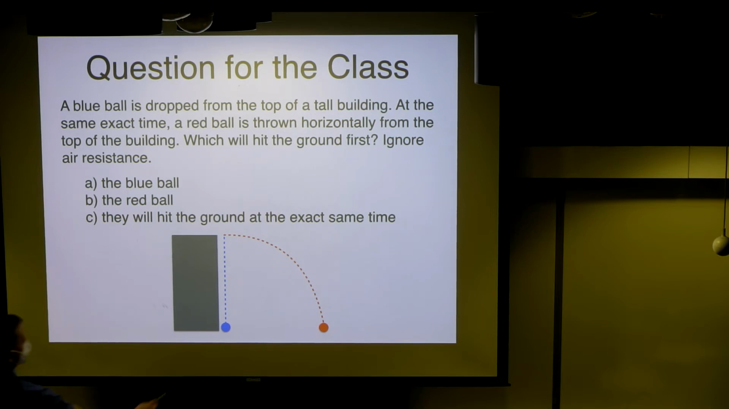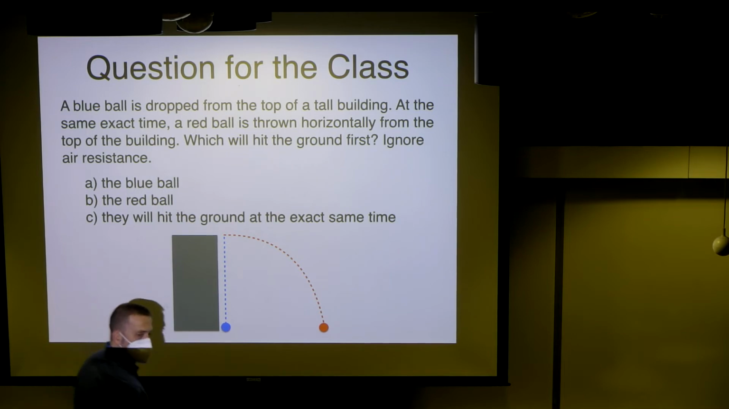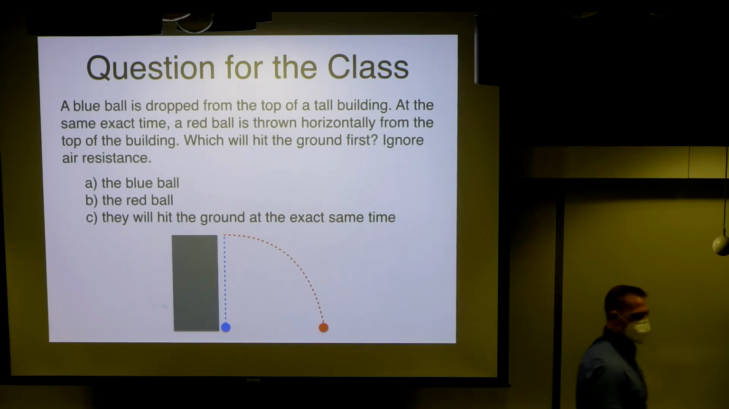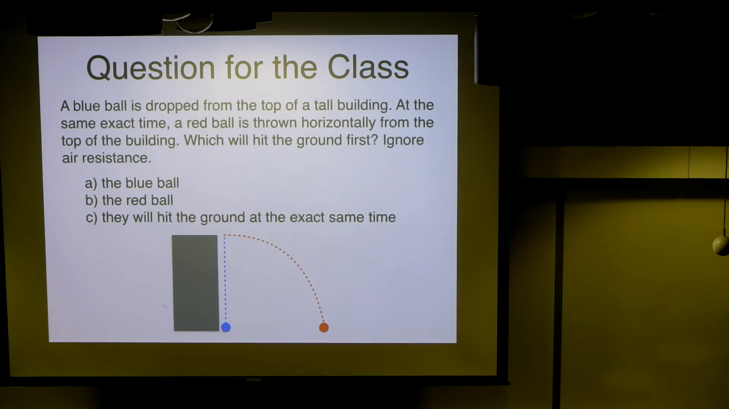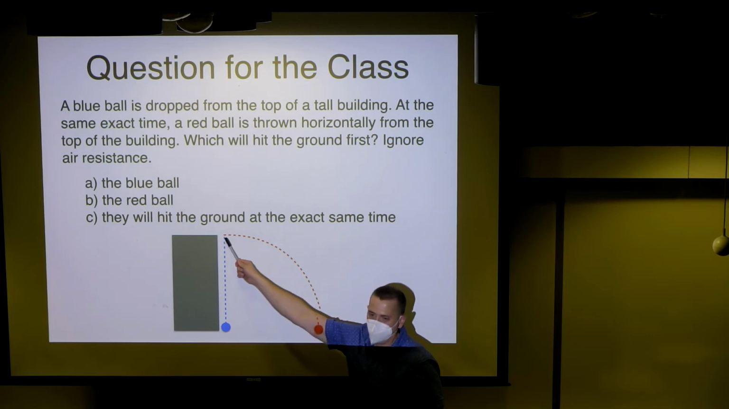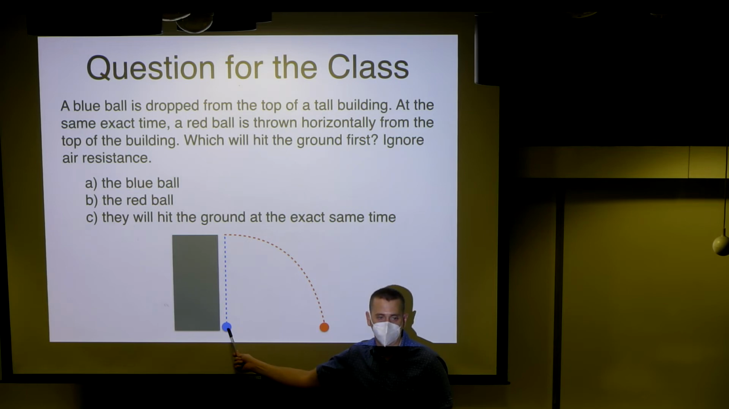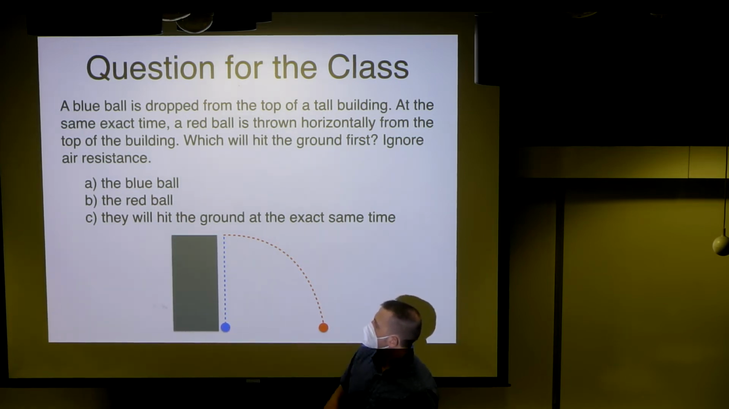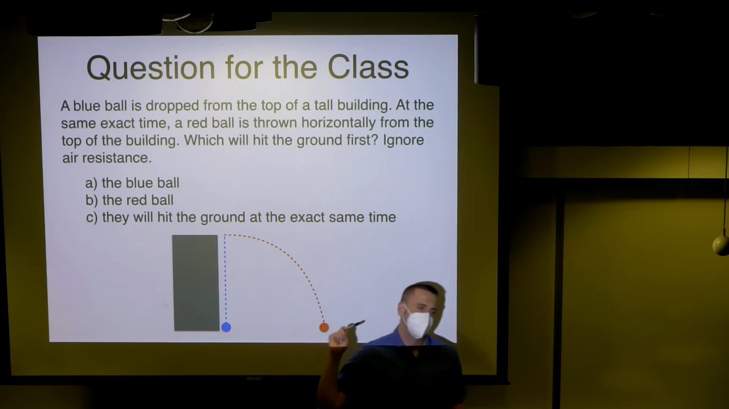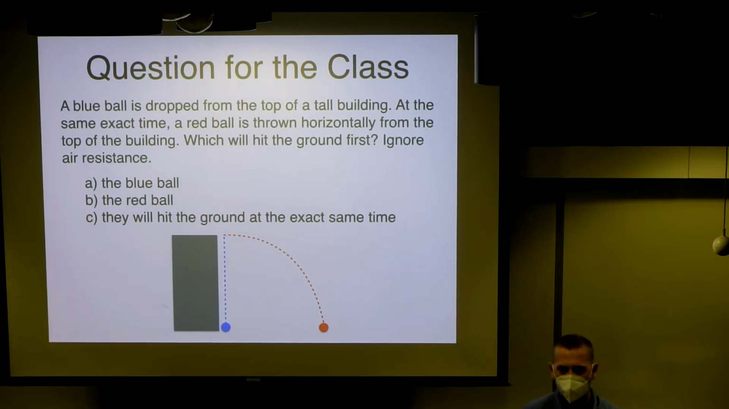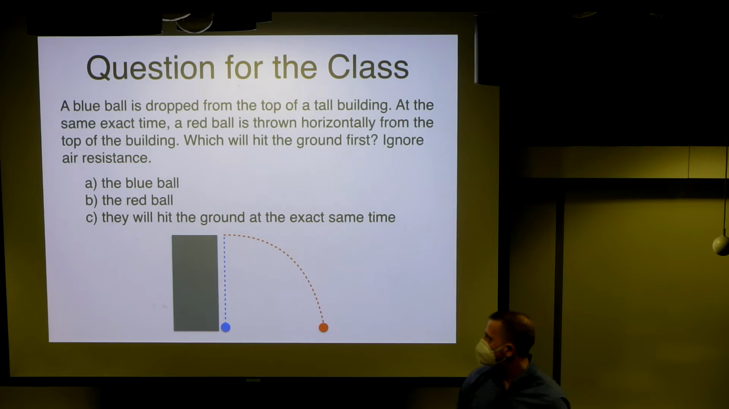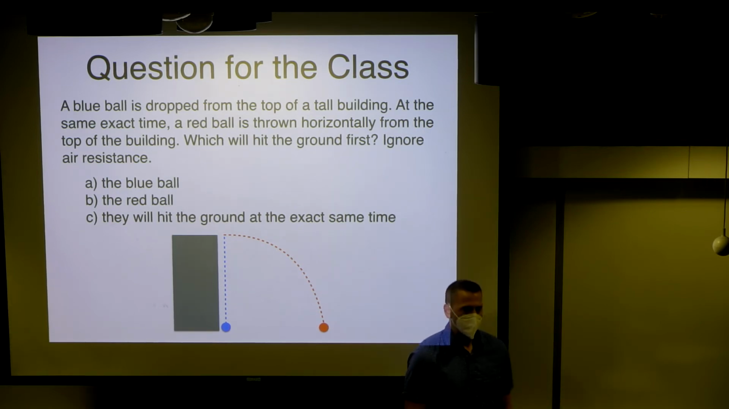Is it going to be the blue ball hits the ground first? Is it the red ball hits the ground first? Or is it true that they'll just hit the ground at the same exact time? So I just want to know where your intuition is at on this one. Don't try to calculate anything. What do you think the answer is? Who thinks the answer is A? If we release these two objects at the same time, this one hits the ground first. So I got a few people saying it's the blue one. Who says it's the red one? Okay, who says they hit the ground at the exact same time? Okay, you're correct if you said they hit the ground at the exact same time.